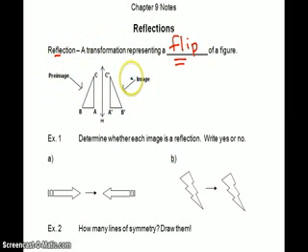And the image is going to be the new one. The one with the primes is the new one. And in this case, we reflected triangle ABC over line M.